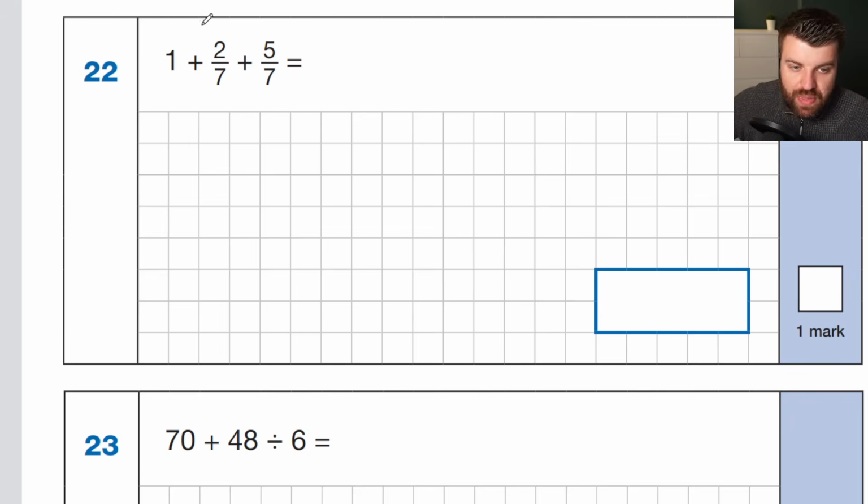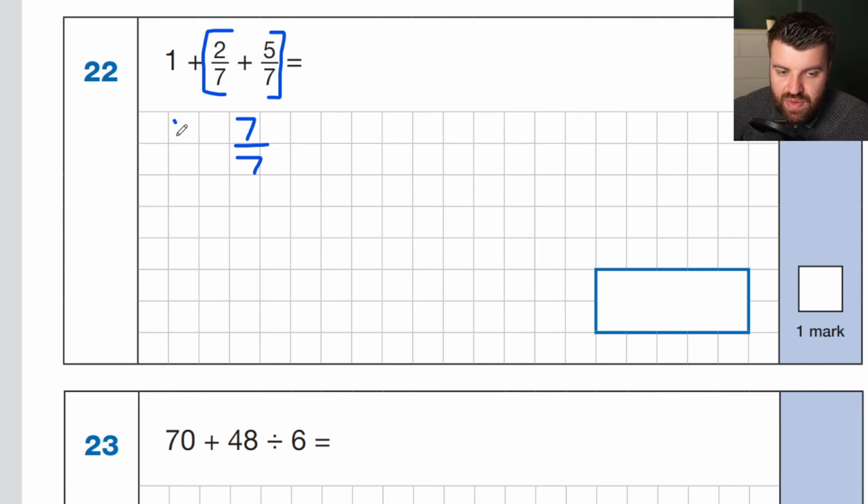Question 22, 1 plus 2/7 plus 5/7. Now this is what I want us to focus our attention on. 2/7 plus 5/7. Well, we know that's 7/7. So we've got 1 plus 7/7. But there's something really special about fractions that have the same numerator and denominator.